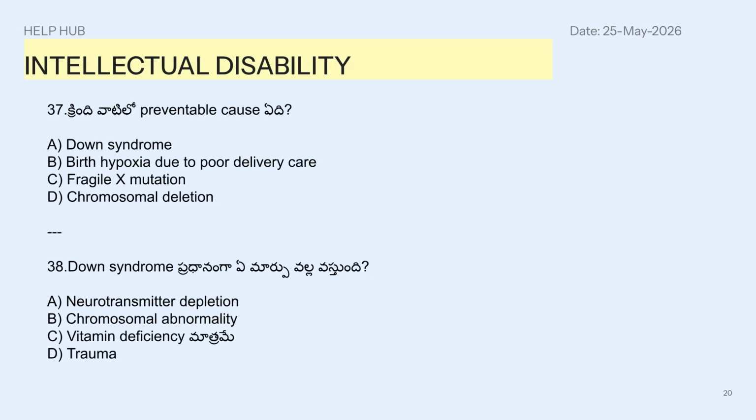Question 37. Which of the following is a preventable cause? The answer is B, birth hypoxia due to poor delivery care. Question 38. Down syndrome is primarily caused by which change? The answer is B, chromosomal abnormality. Question 39. The impact of infection exposure during pregnancy is mainly in which stage? The answer is A, prenatal.